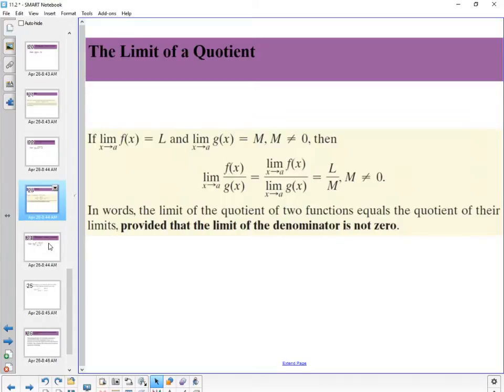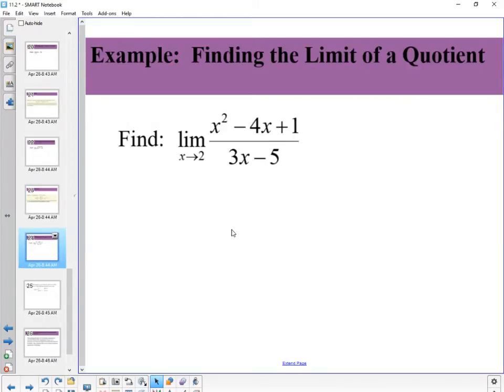Okay. So check this out. Here's what I mean by that. Notice that if I plug in a 2, 2 times 3 is 6. 6 minus 5 is 1. That's not 0, right? I'm okay. I can find the limits separately and then simply divide them. It's not zero. Green light. Now, if I was trying to approach 5/3, then I'd have a problem, right? Because if I'm looking for the limit as x approaches 5/3, 5/3 would make my denominator 0. I can't just plug in.